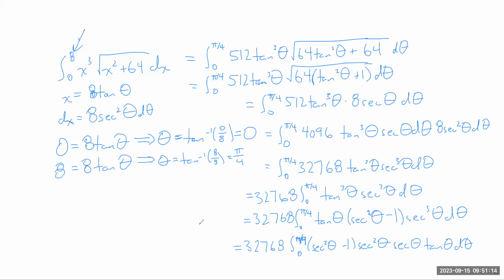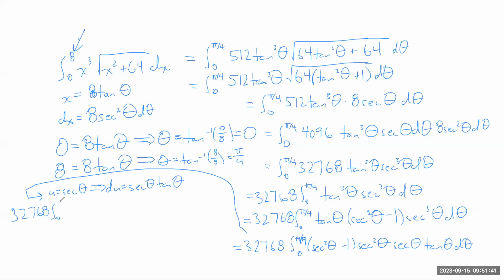So we believe that we were doing all of this to set up a u equals secant theta substitution. We know that du is equal to secant theta tangent theta. So now let's use those. 32,768 times the integral from 0 to pi over 4 of what? And then u squared plus 1. Minus 1 times u squared times du. That's a lot nicer looking, right?